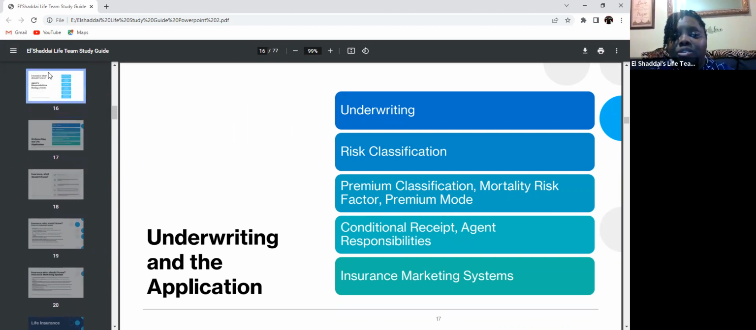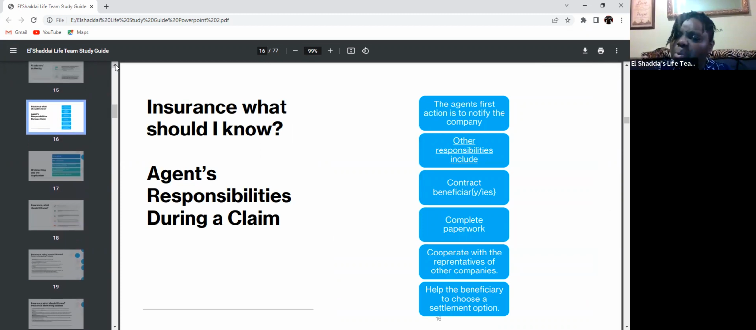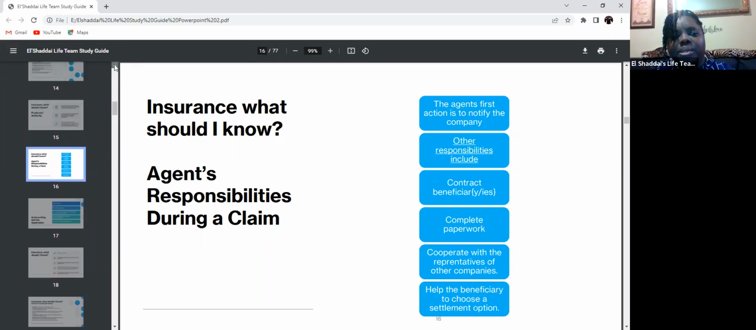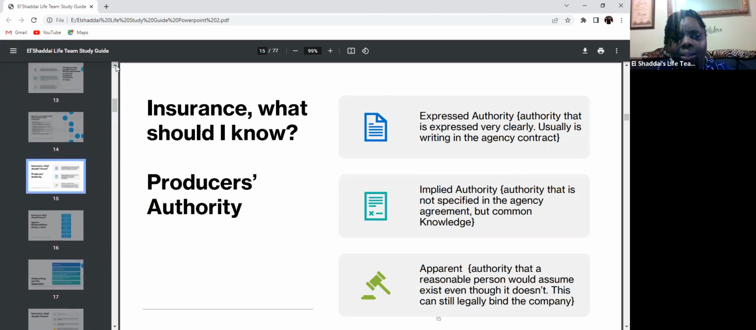We talked about the agent's responsibility. Agent responsibility, remember that paperwork, contacting the beneficiaries, cooperating with representatives and other companies, helping the beneficiary choose a settlement option. We talked about 3 types of authority: express, implied, apparent. What is the difference between express, implied, apparent? Go back and pause this after each thing that I say and go look it up and find out. Express, what is express? Implied, what is implied authority? Apparent, what is apparent authority?